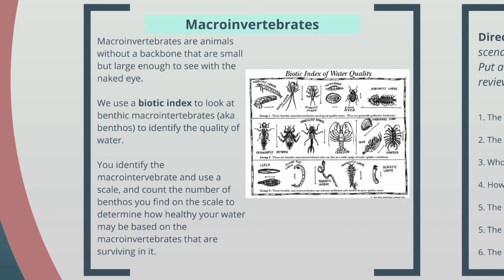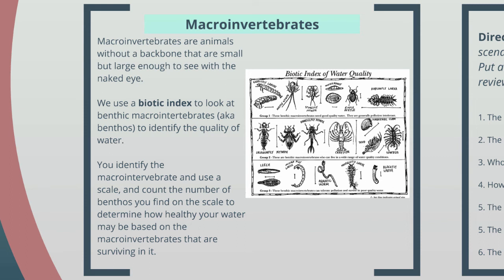We also call them benthos. So remember, benthic macroinvertebrates are invertebrates that hang out at the bottom of our rivers and lakes, and the logs and the mud. And the biotic index has a scale. So we take the macroinvertebrates that we collect, we count how many we have of each, and then we use the scale to determine how polluted our water can be.